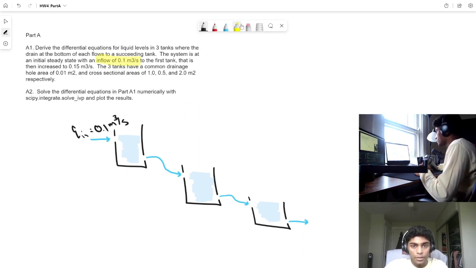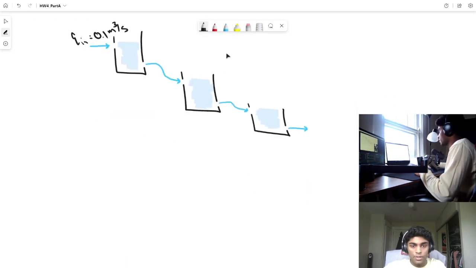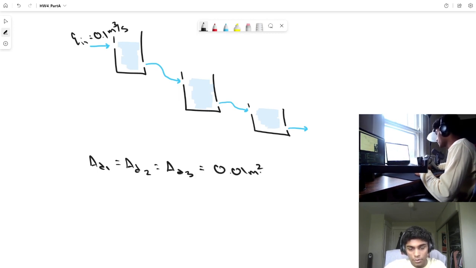And then the three tanks have a common drainage hole area of 0.01 meters squared. So we can write this down as AD1, AD2, AD3, which are all equal to 0.01 meters squared.